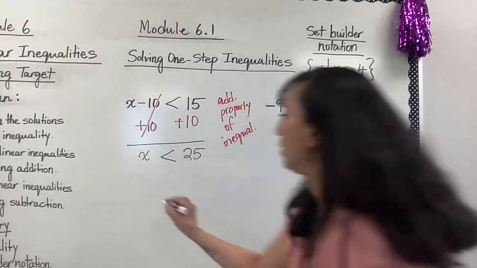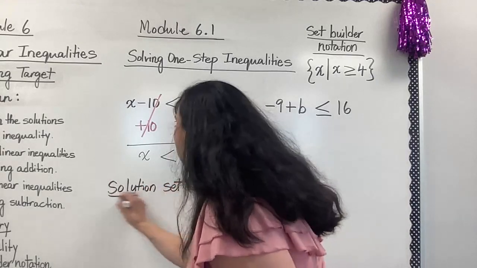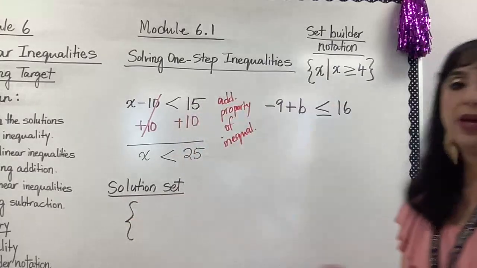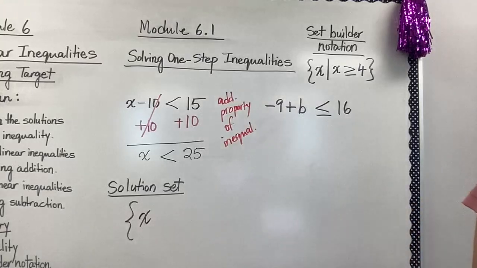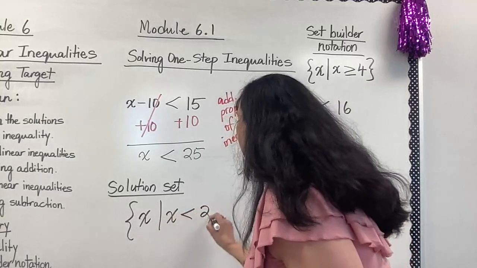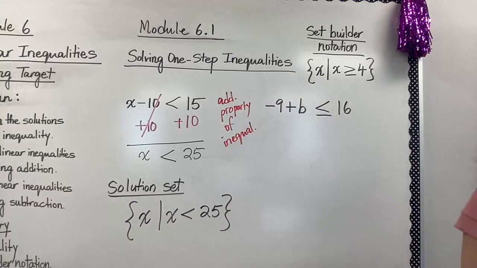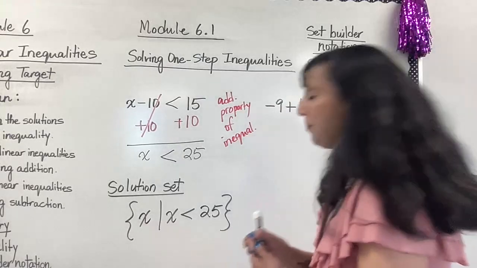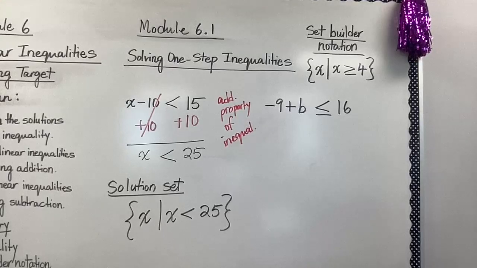So what is my solution set going to be? I'm going to write the solution set now. My solution set is written with these kind of braces, where we have x such that x is less than 25, which will be a solution to this inequality. So once again, it represents the set of all numbers x such that x is less than 25. And that is how you write a solution set.